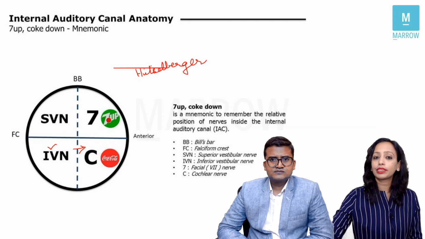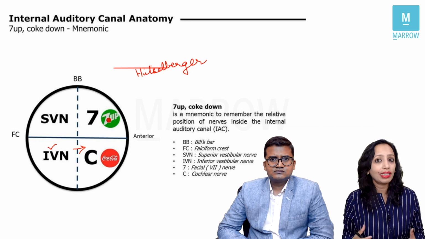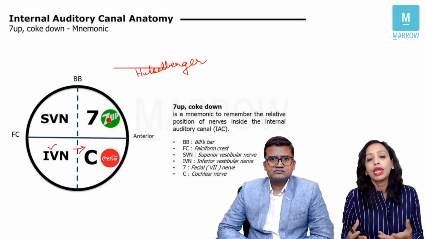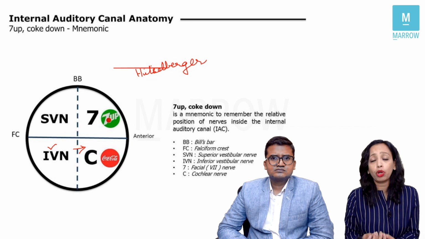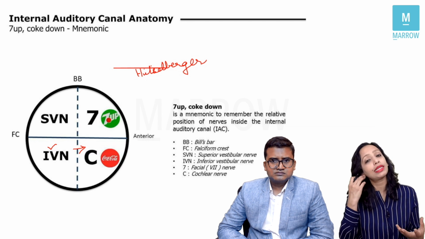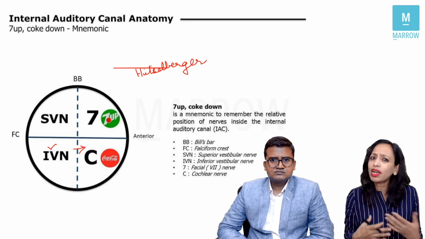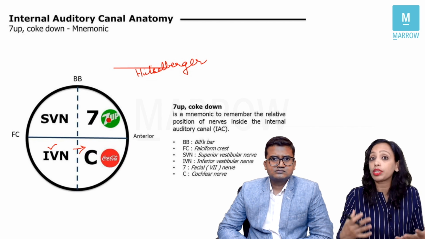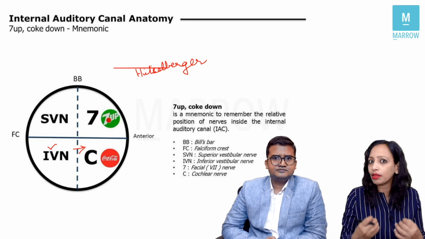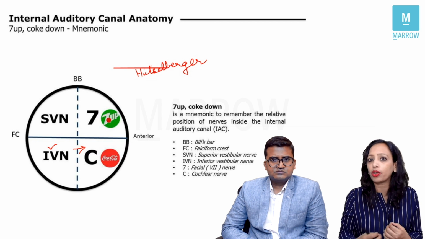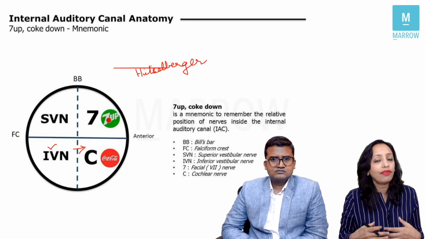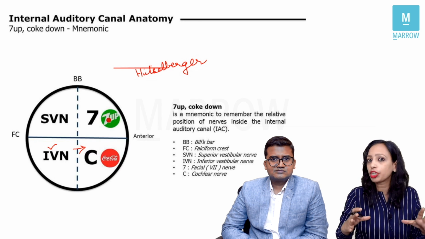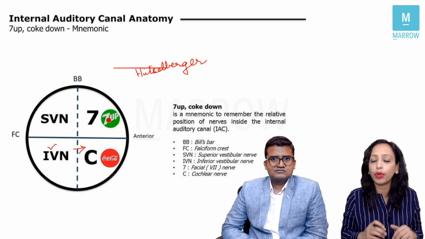The Hitselberger sign. Though it is very commonly asked, it is totally irrelevant clinically because it is seen in very few people, and moreover, if any person has anesthesia or hypoesthesia in this part, he never comes with this complaint. It is only when we are ruling out acoustic neuroma and we want to see whether there is anesthesia in this part or not, we can try to elicit it. And even if we try to elicit it, in 75% of the population of acoustic neuroma, it will not be present. It will be present only in 25%.